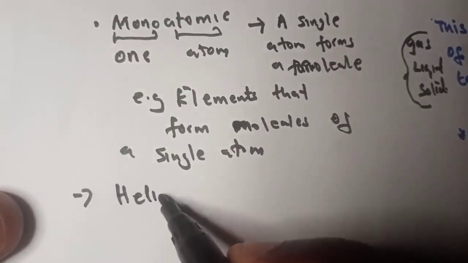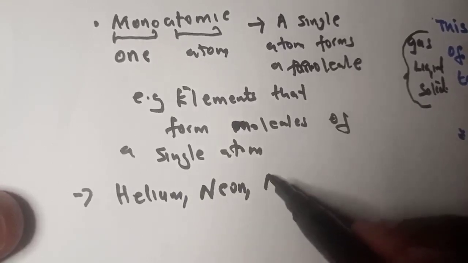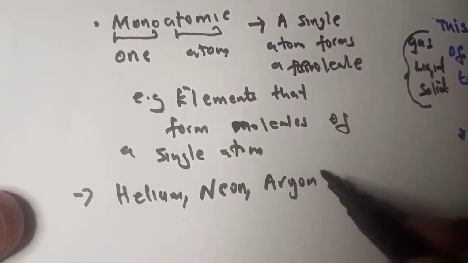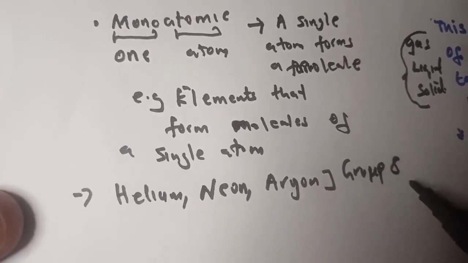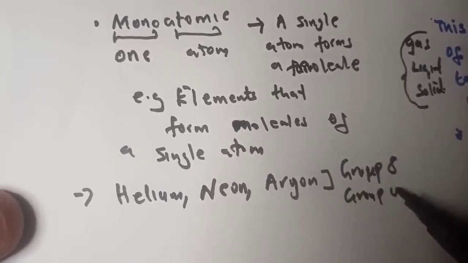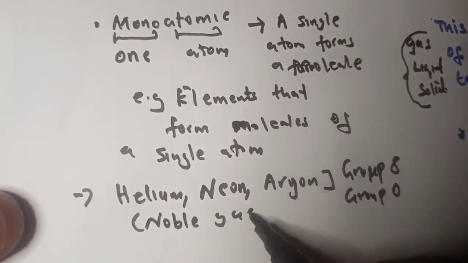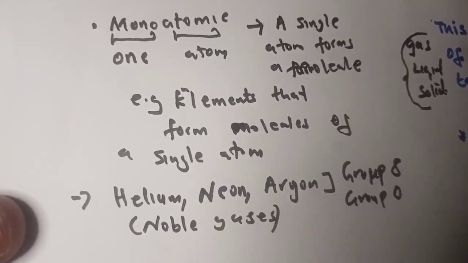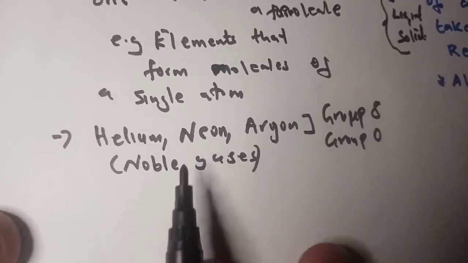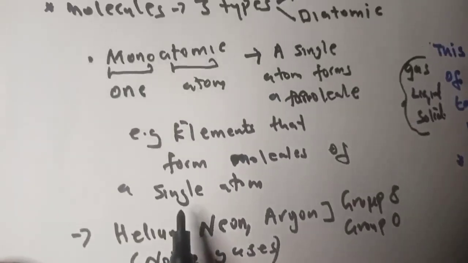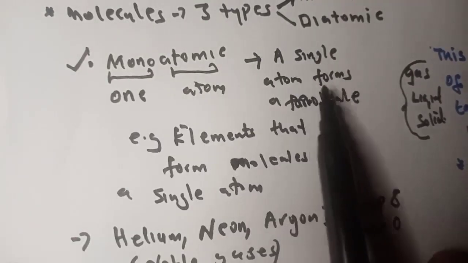Helium, neon, argon. So if you notice, all these examples I've given are found in group 8 of the periodic table, or what we call group O. All these we call noble gases. So the noble gases form monoatomic molecules. What we simply need to know is that a single atom forms a molecule.